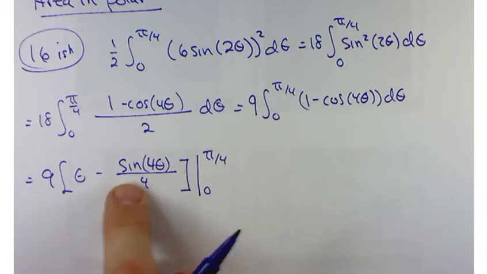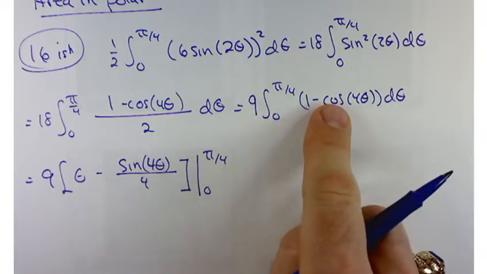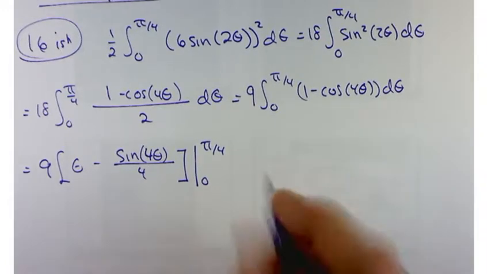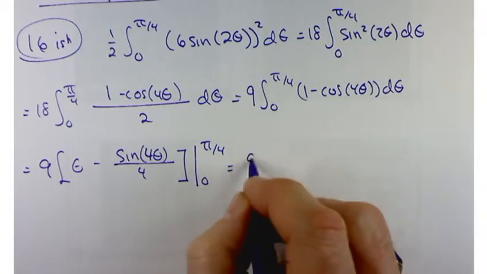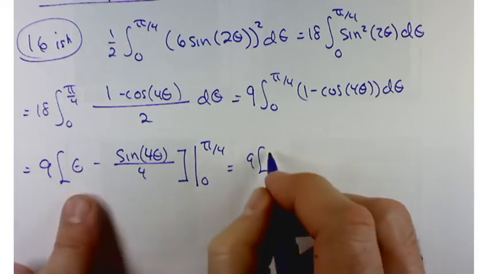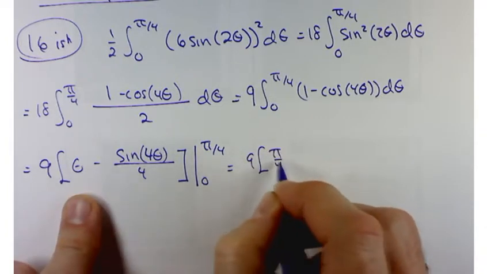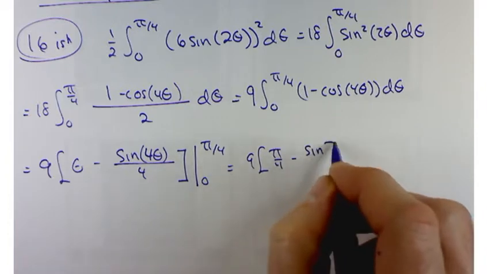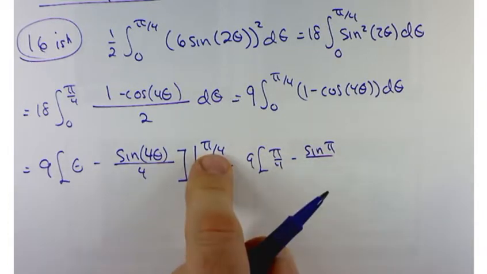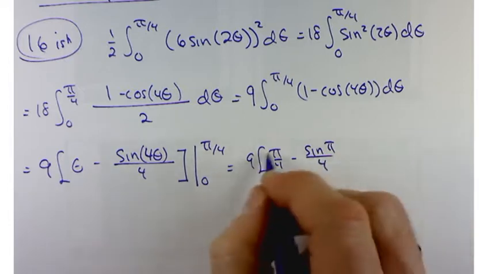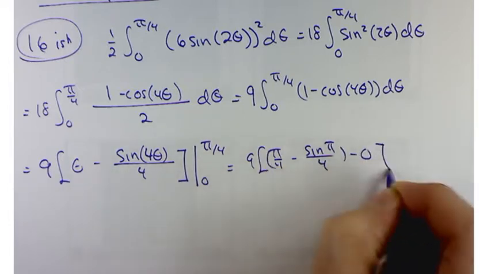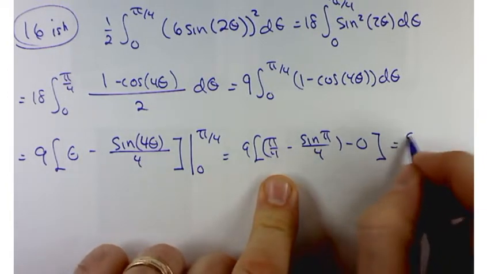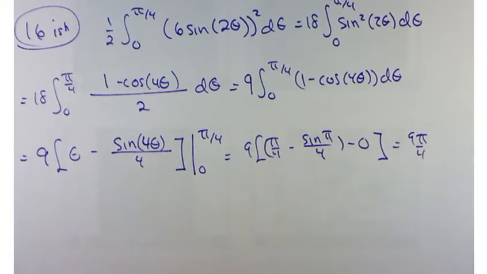It's going to stay a minus, because when you differentiate sine, you're going to get cosine. So we don't have to change the sign here. All right, so plugging in our limits, I get 9 times pi over 4 minus sine of pi, because 4 times pi over 4 is pi, minus 0. And pretty much what I'll get is 9 pi over 4.